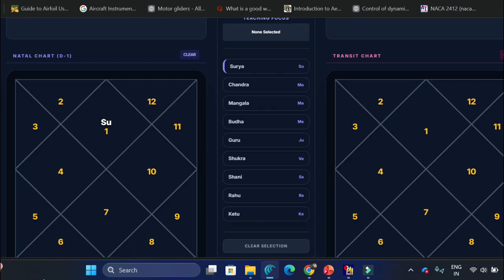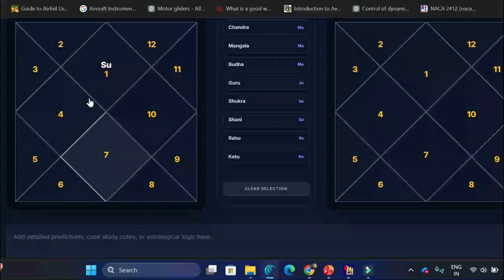Sun is in Mesha. Okay, let me just give you a hint. We all know Sun is in Makar, like it is in Capricorn. Sun is in Capricorn when?